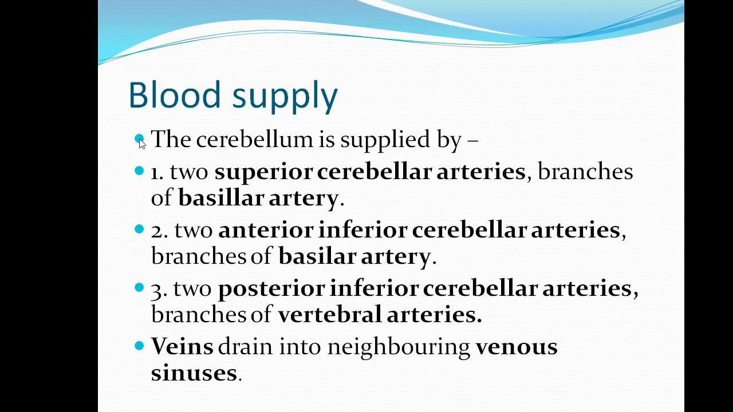Blood supply. The cerebellum is supplied by two superior cerebellar arteries. These are the branches of the basilar artery. There are two anterior inferior cerebellar arteries. These are also branches of the basilar artery. Then there are two posterior inferior cerebellar arteries, which are the branches of the vertebral arteries. Then veins from the cerebellum drain into the neighboring venous sinuses.